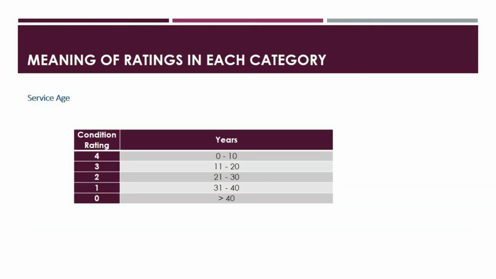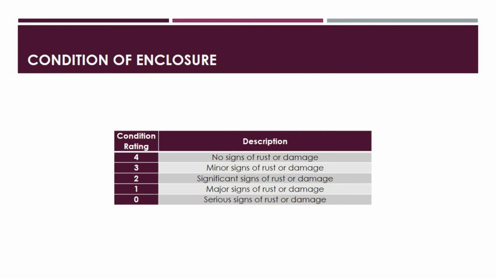So now let us look at the different categories that make up the switchgear's health index. The first one is service age. With a rating of 4, the switchgear is younger than 10 years of age. For a rating of 3, it is aged between 11 to 20 years. For a rating of 2, it is between 21 to 30 years. For a rating of 1, it is between 31 and 40 years. And any switchgear that is above 40 years, we will give a rating of 0.